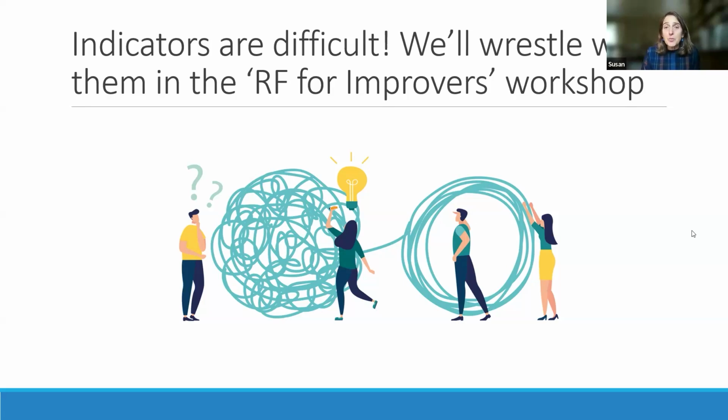So in the improvers workshop, there'll be a lot more drilling down into them. And any of you who've done RF in previous years will be encouraged to bring some of your indicators where you might look and say, did this one serve us well? Would we need to tweak it in some way, and maybe share with other people?